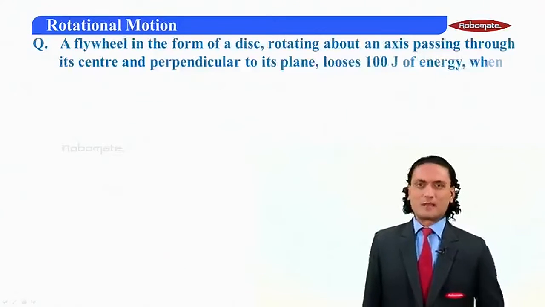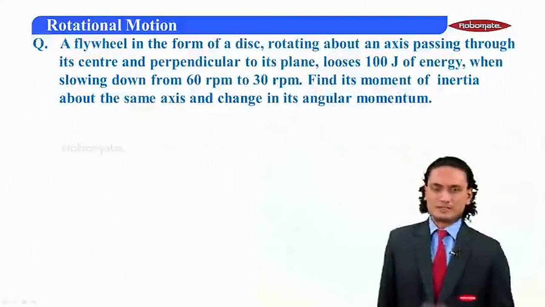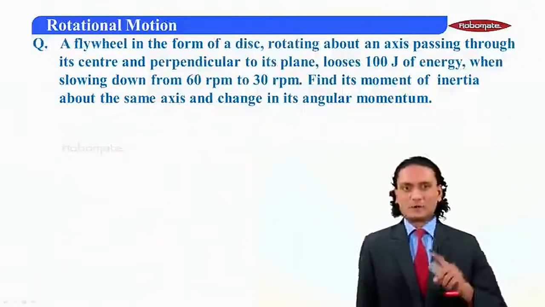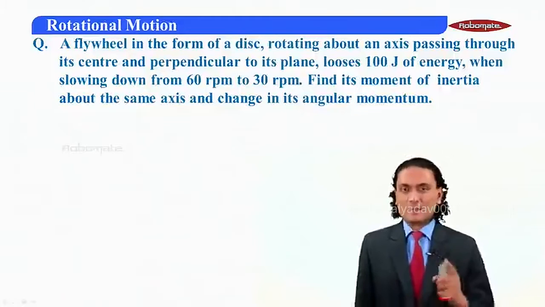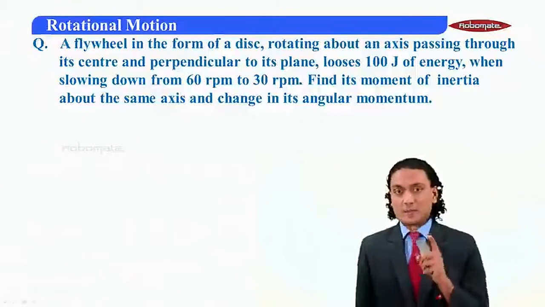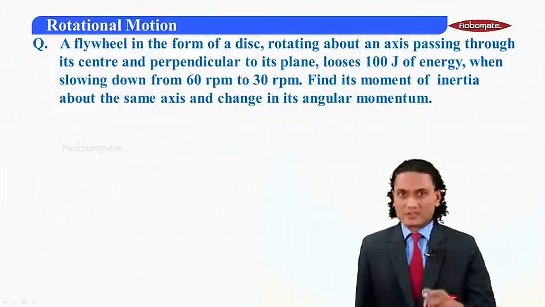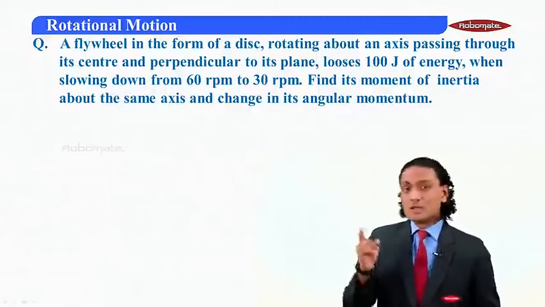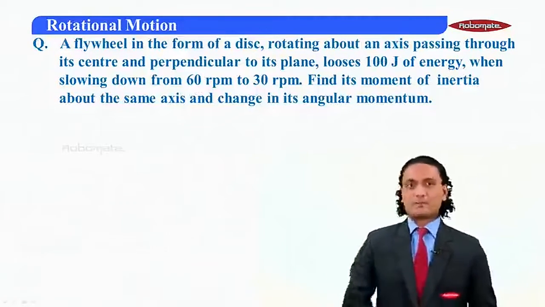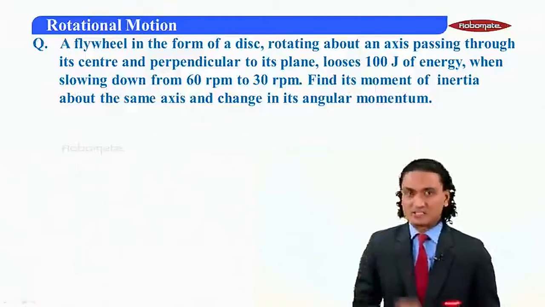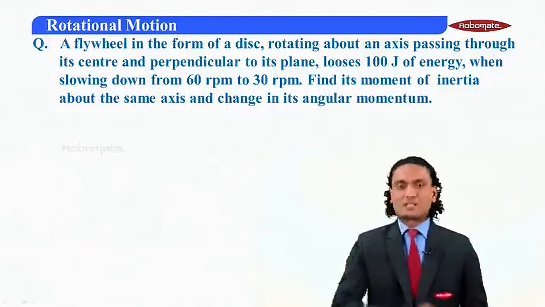First, let us take a look at the question. Okay, that's the question. So let me read it. A flywheel in the form of a disc rotating about an axis passing through its center and perpendicular to its plane loses 100 joule of energy when slowing down from 60 rpm to 30 rpm. Find its moment of inertia about the same axis and change in its angular momentum.